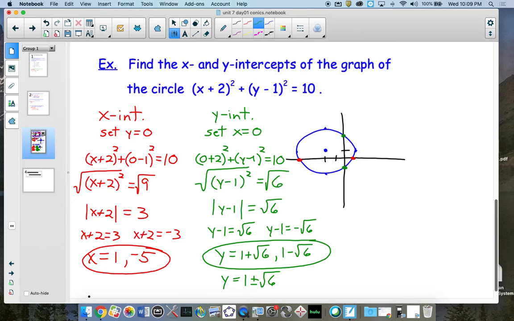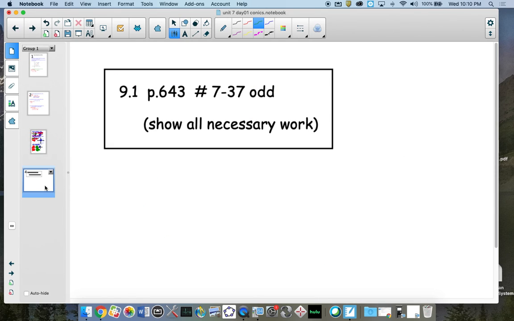Okay, so you should have a pretty good idea of the equation of a circle. Given the equation of a circle, how to find the center and radius. If it's not in standard form, complete the square and put it in standard form. And if I give you information, be able to come up with the equation. So, here's the problem set.